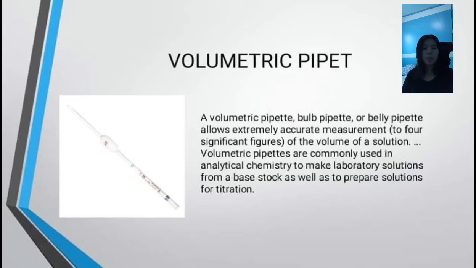The volumetric pipette. A volumetric pipette, bulb pipette, or belly pipette allows extremely accurate measurement to 4 significant figures of the volume of a solution. Volumetric pipettes are commonly used in analytical chemistry to make laboratory solutions from a base stock as well as to prepare solutions for titration.